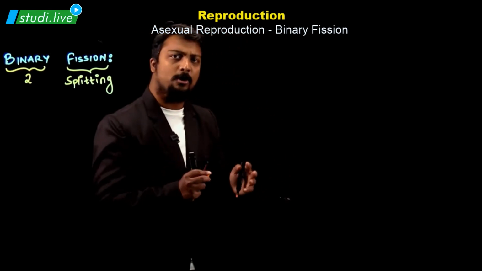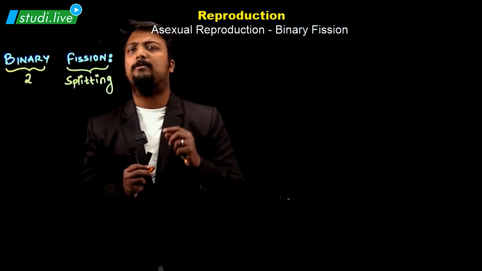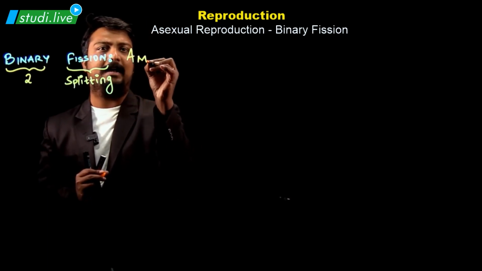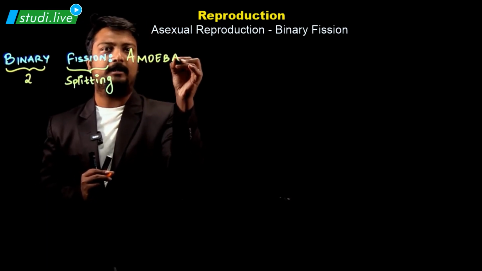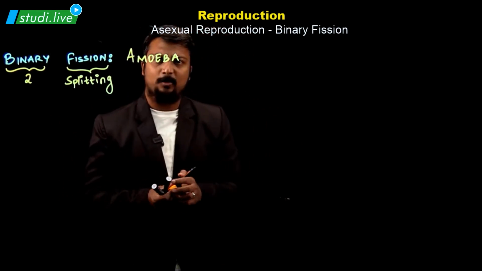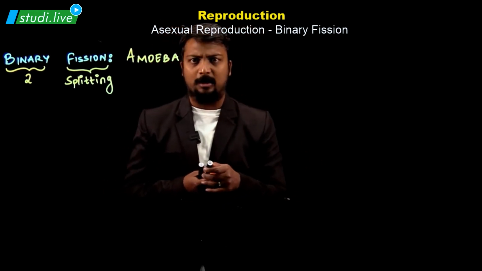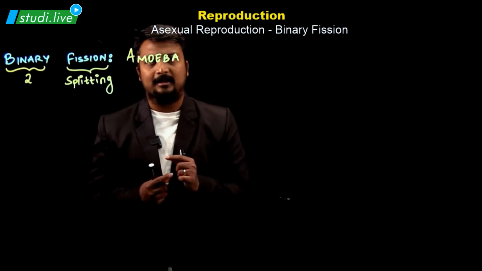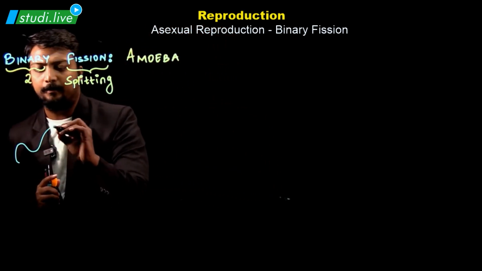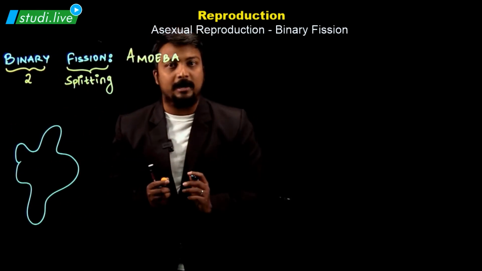So binary fission occurs in certain unicellular organisms, and one of the most famous microorganisms, you have learnt about it long back, is amoeba. Now why is amoeba so famous? One simple reason, it is very easy to draw. The reason behind it is, it has no shape. It is irregular. So I can draw an amoeba that looks like this. Okay. So I have an amoeba here.